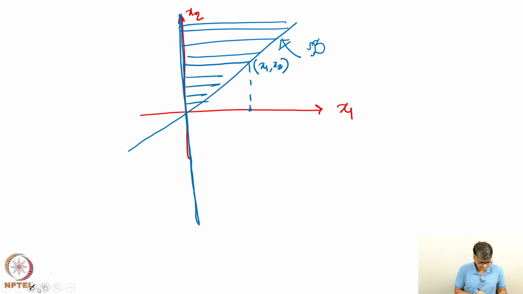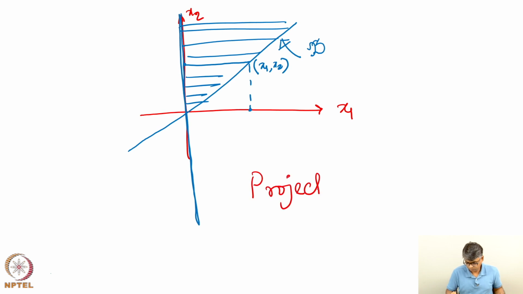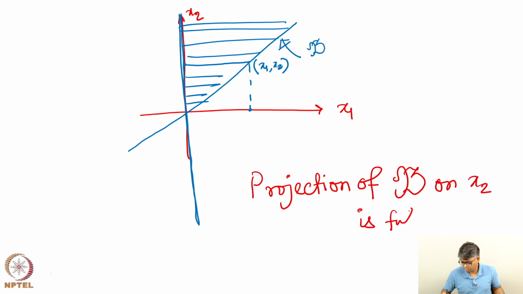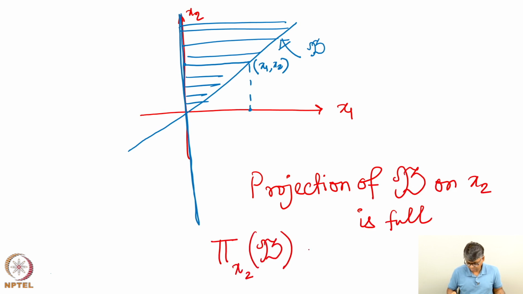So this says that the projection of B on the x2 part is full, symbolically pi x2 of B is all of R, right?